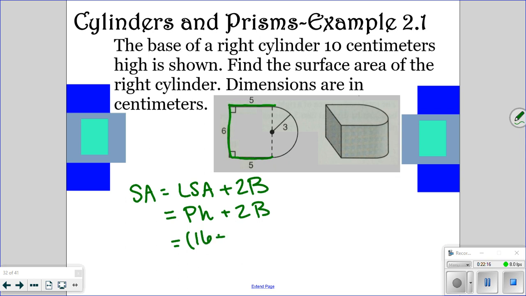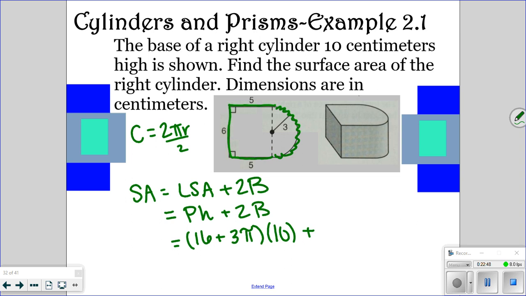And then the other part of the perimeter is this part of the circle. The circumference formula is 2 pi r, but we're only looking for half of it. So we're basically looking for just pi times r. Our radius is 3, and so 3 pi would be the perimeter of the semicircle. So 16 plus 3 pi, and then your height is 10.